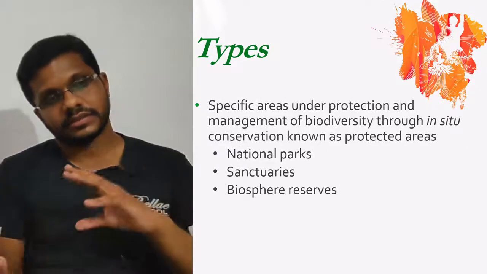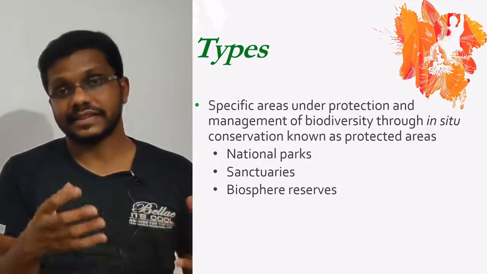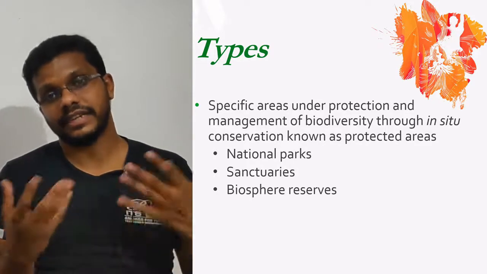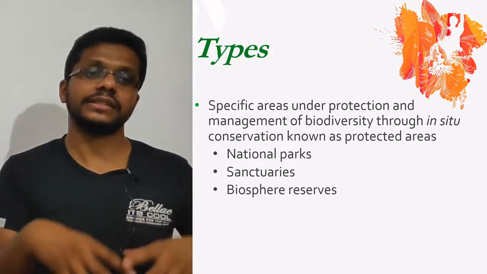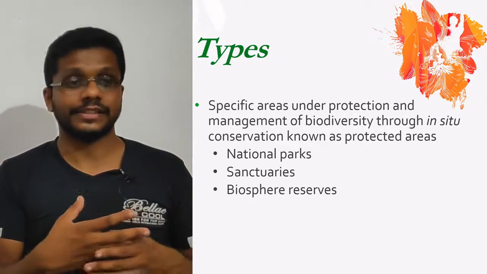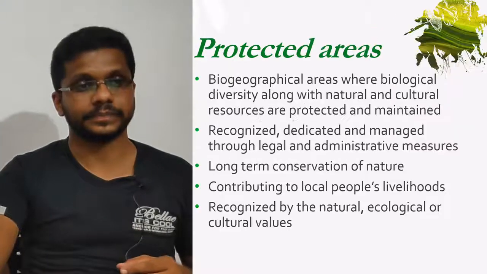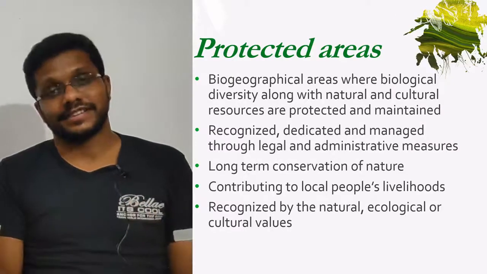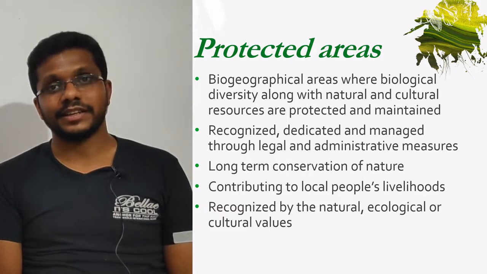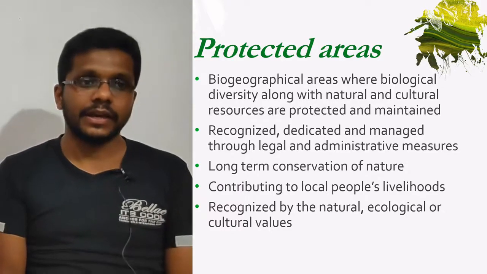And we are doing this conservation in different ways. Specific areas are protected for in situ conservation. Once we protect the area, all the organisms within that area will be protected. Examples include national parks, sanctuaries, and biosphere reserves. Protected areas: we are protecting these areas for the well-being of the biodiversity. That's what the protected area means.